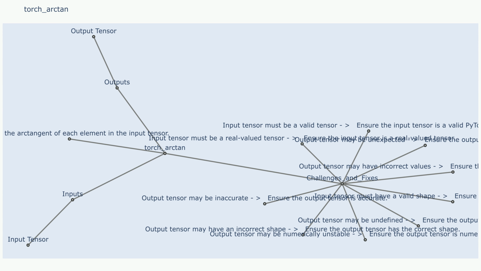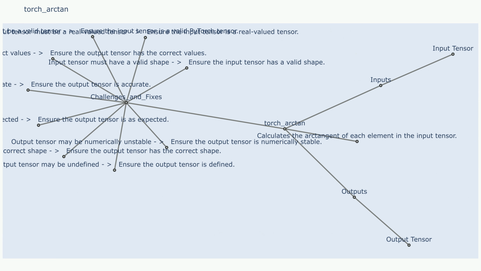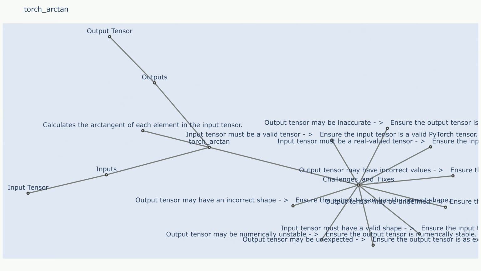Fixes to challenge 1. Convert the input tensor to a valid numerical data type before passing it to torch arctan. For example, input torch tensor 1, 2, 'abc', dtype torch.float32. Challenge 2. Input tensor with values that are not defined for arctangent. The arctangent function is only defined for real numbers. If the input tensor contains complex numbers or infinite values, the function will raise a value error.